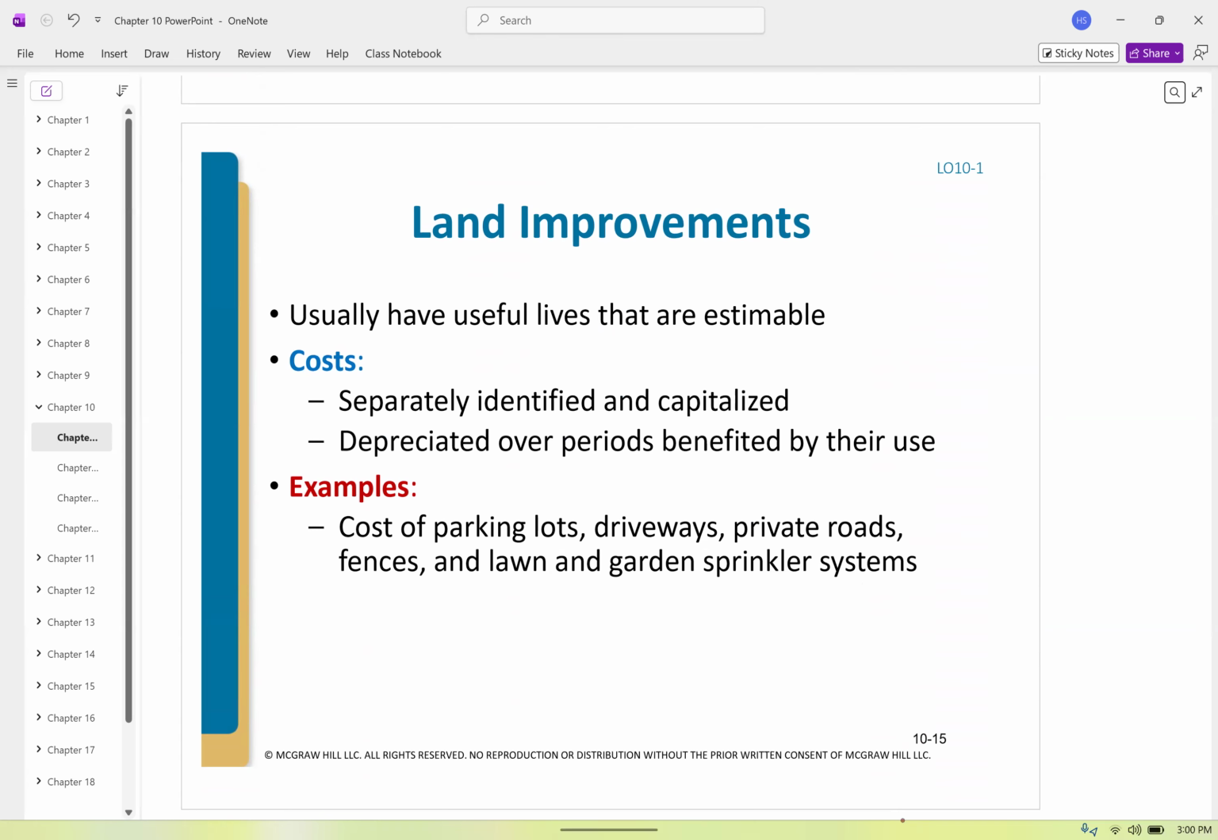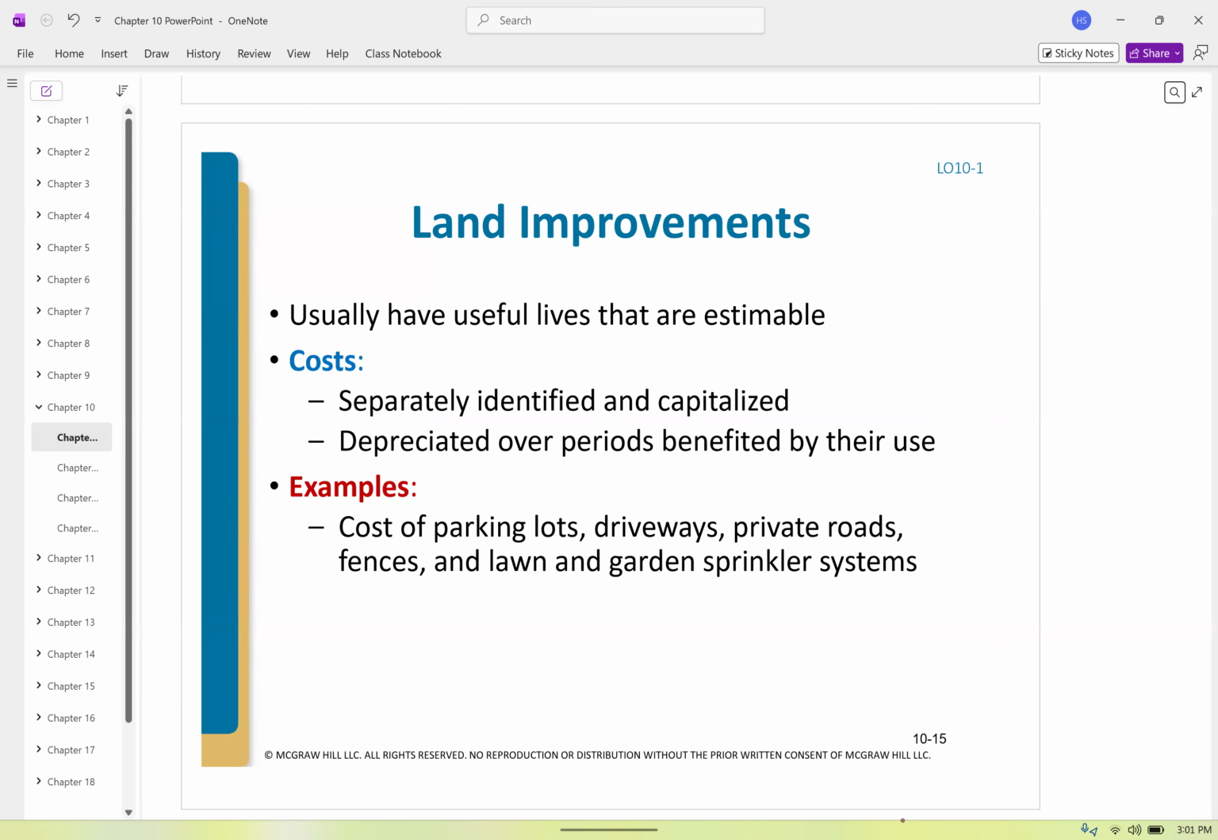Or, there's lots of things. I have a house that we have landscaping around, and like we're always doing stuff with that every summer. There's always something to do with it. Okay. Not like the land that my house is just sitting on, like I don't have to really do anything to that. Okay. So this includes parking lots, driveways, private roads, fences, lawn and garden sprinkler systems.